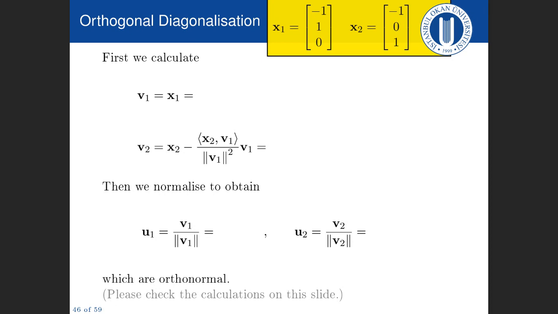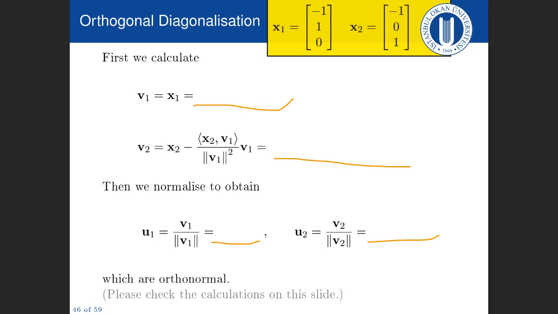Here's everything that we need to do, but with gaps in. We need v1, that's just going to be the same as x1. We need to calculate v2. The Gram-Schmidt formula is x2 minus the inner product of x2 and v1 divided by the norm of v1 squared, times v1. We're just doing dot product. Anytime you're not told what inner product to use, it's always just going to be the Euclidean inner product. And then after we've got v1 and v2, we're going to normalize these two vectors to get our orthonormal basis.